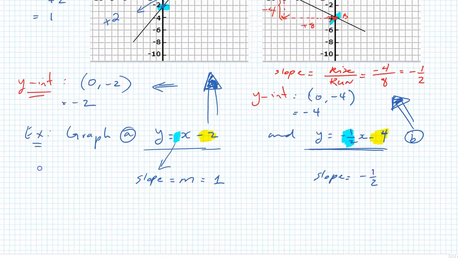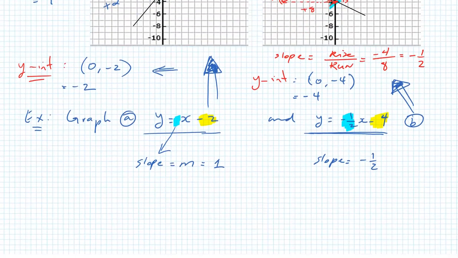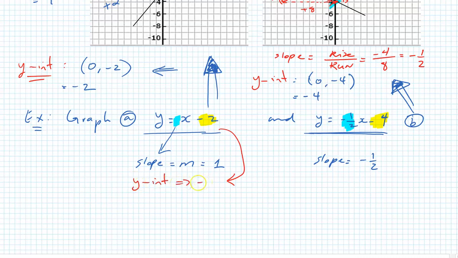Okay? And what is the constant? The constant is the y-intercept. That is always the constant. And look at the second equation. The constant is the y-intercept again: -4, -2.